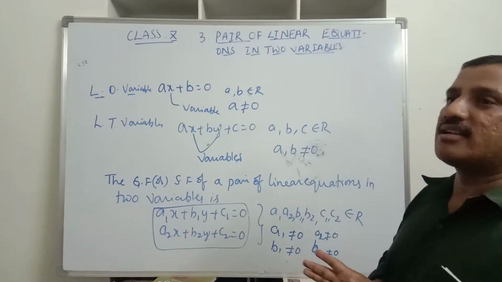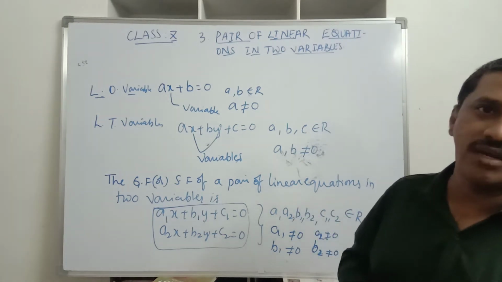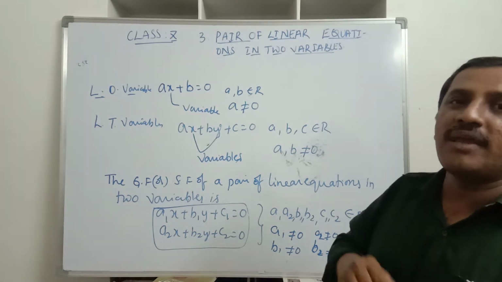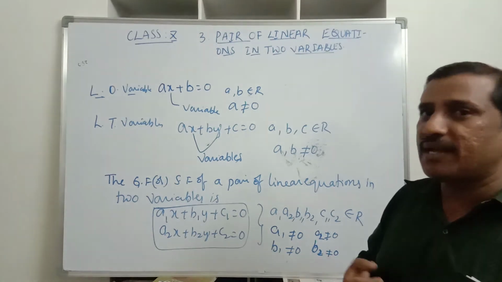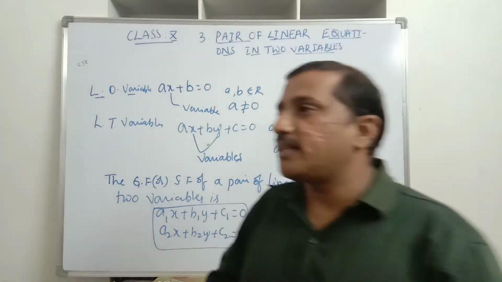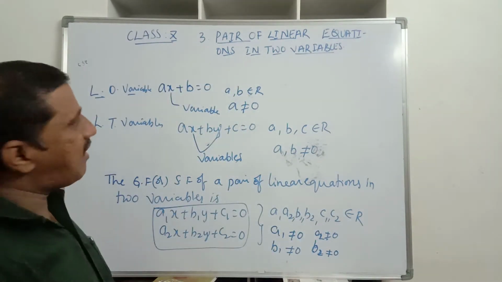If they do not intersect, that is, the two lines are parallel lines, then there is no solution. If both the lines coincide, then they have infinitely many solutions. That concept we will discuss in the graphical method of finding the solution of linear equations in the other classes.